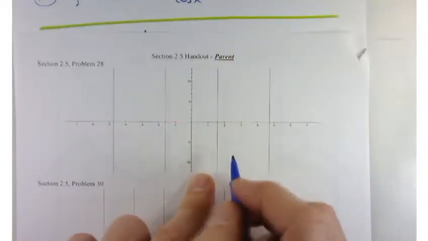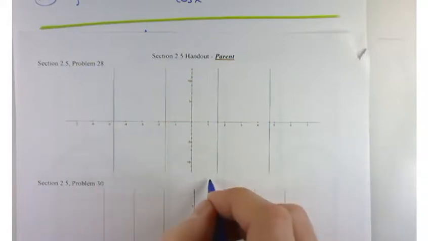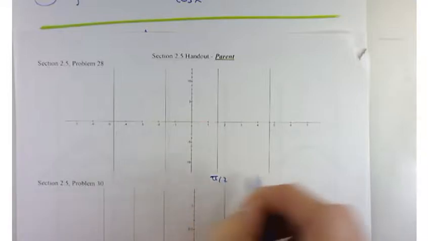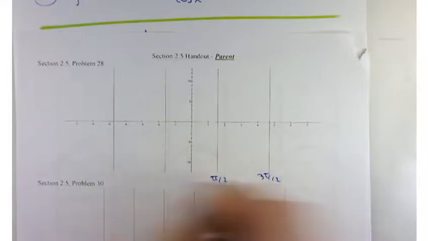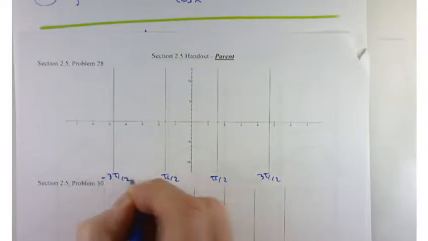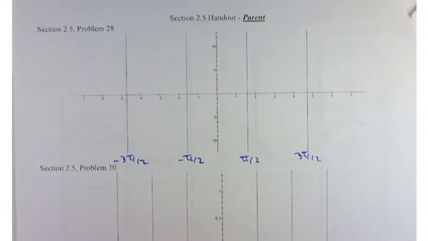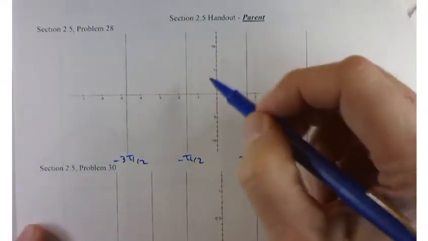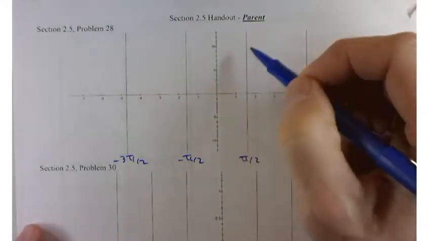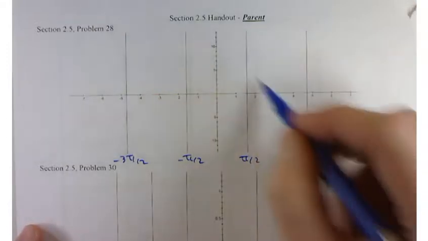So let's start with problem number 28. What I have already graphed for you are your asymptotes. It's going to be pi over 2, 3 pi over 2, negative pi over 2, negative 3 pi over 2, and so on. What we have to decide is two things. First of all, do I have a cup shape up or down in this interval? And secondly, how far down does that cup shape go?